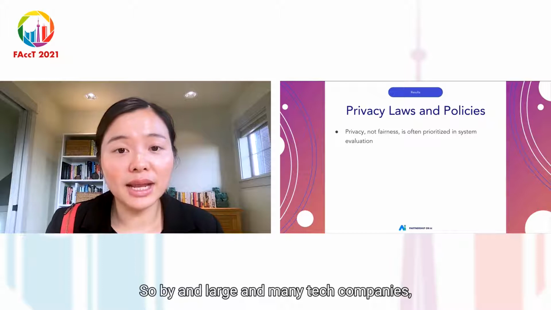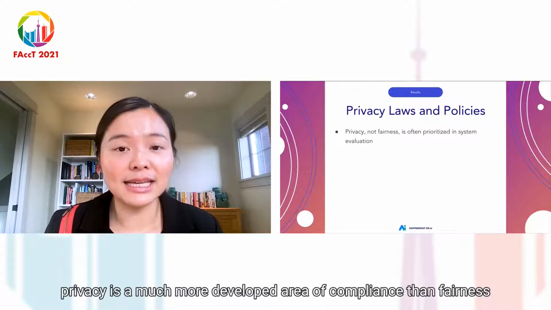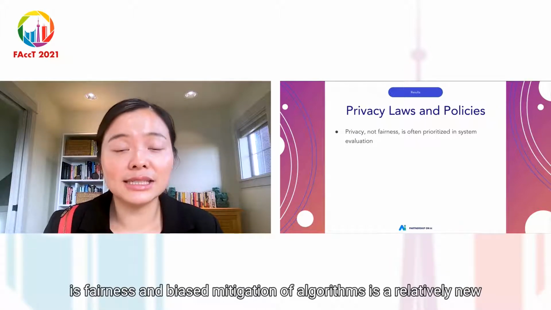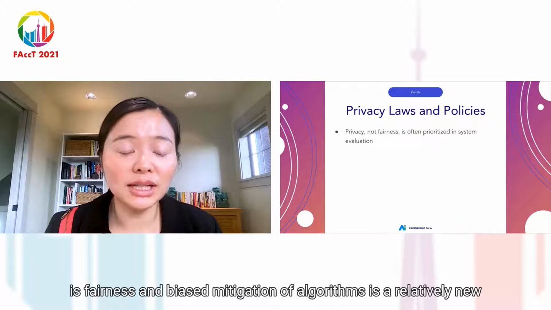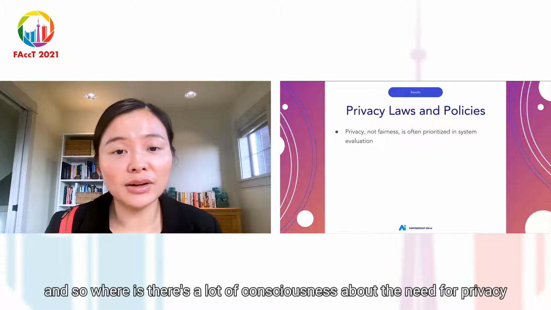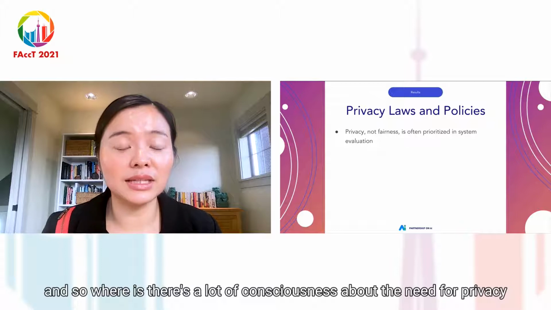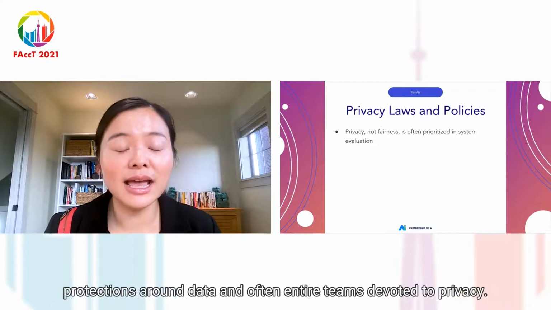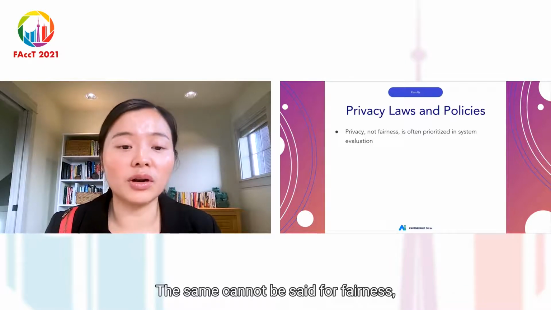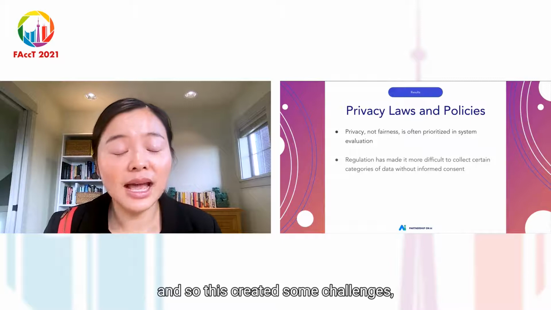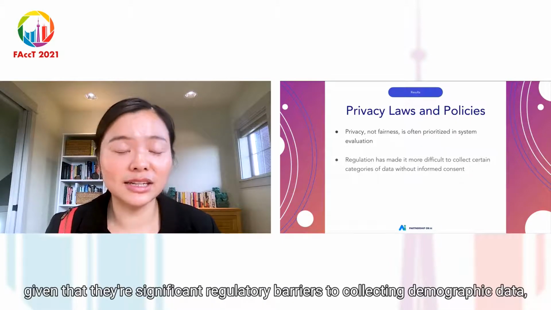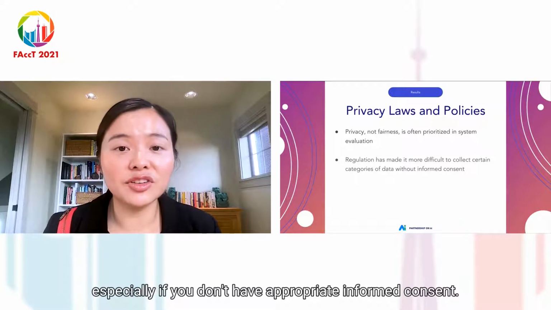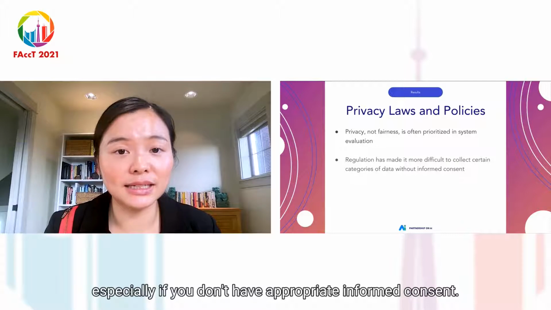So, by and large, in many tech companies, privacy is a much more developed area of compliance than fairness is. Fairness and bias mitigation of algorithms is a relatively new area. And so, whereas there's a lot of consciousness about the need for privacy protections around data and often entire teams devoted to privacy, the same could not be said for fairness. And so this created some challenges given that there are significant regulatory barriers to collecting demographic data, especially if you don't have appropriate informed consent.